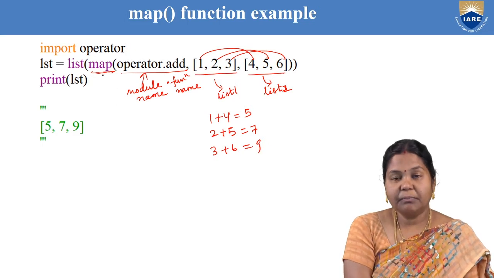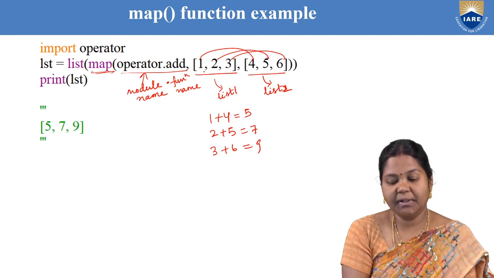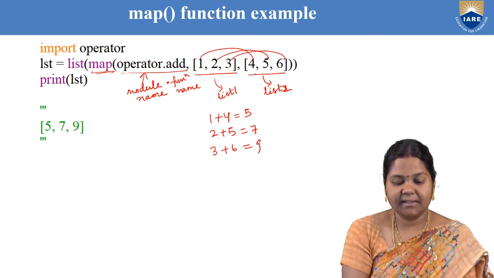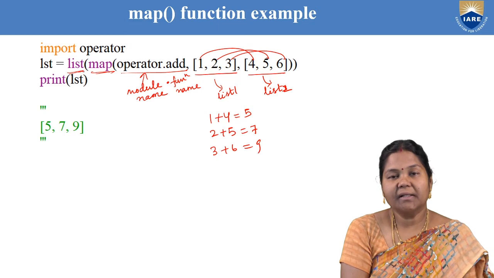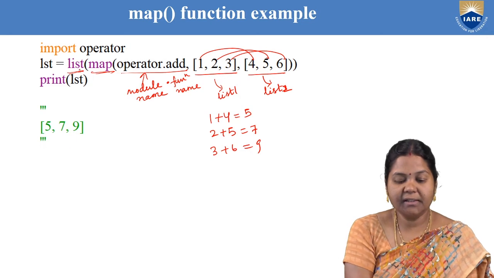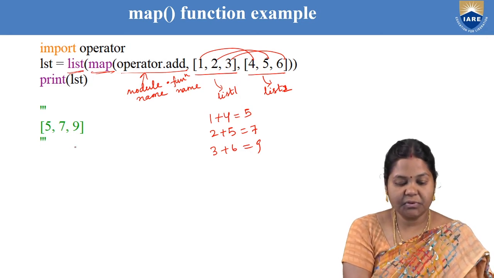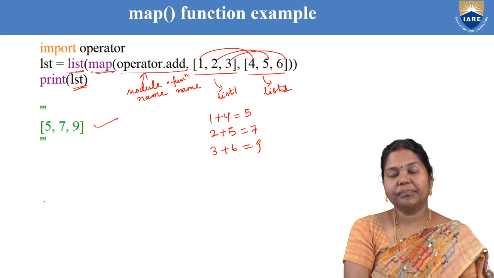So mapping is working like this, one-to-one, the corresponding positional element, the first index element is added with the first index element of the second list, and finally it is converted into a list. So it is a list of map of the add function applied to two iterables. Finally the output is converted into a list. When you print the list, you can see the output is 5, 7 and 9.